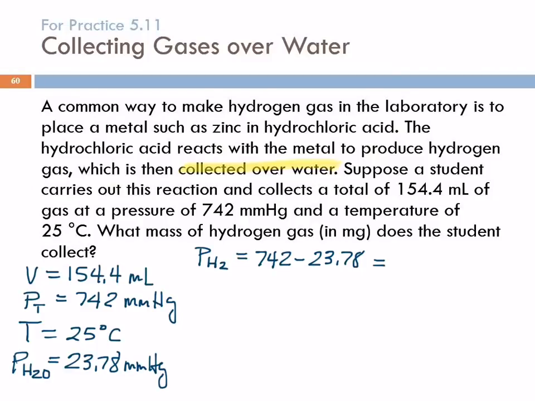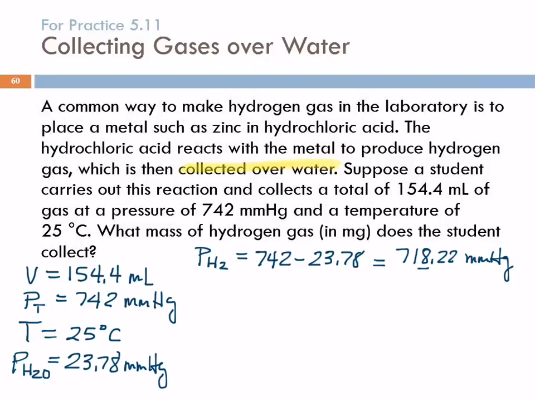Okay, so when I subtract this, I get 718.22. The units are millimeters of mercury. I'm keeping track of significant figures, and so my uncertainty lies in the ones place there. So there's my pressure of hydrogen. And it's asking for mass of hydrogen gas. We're going to find the moles first and then convert it to mass using the molar mass.